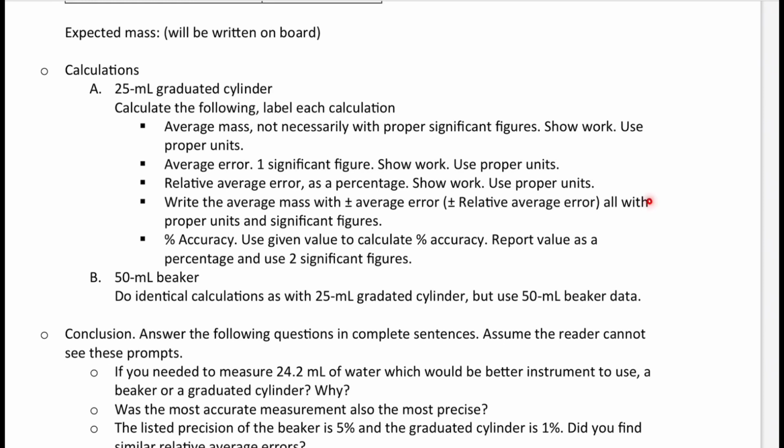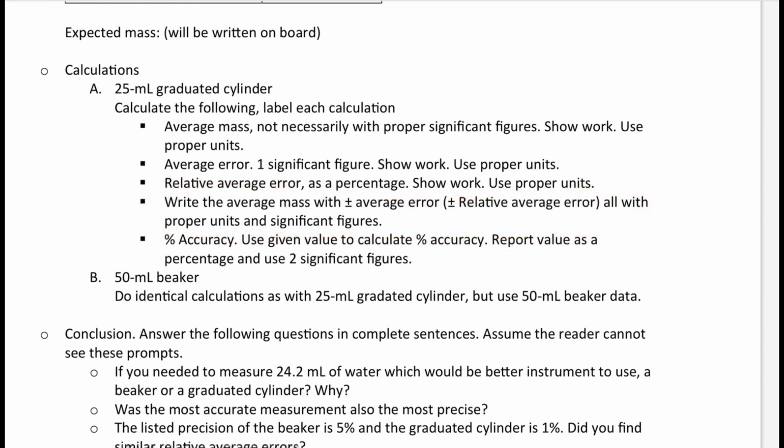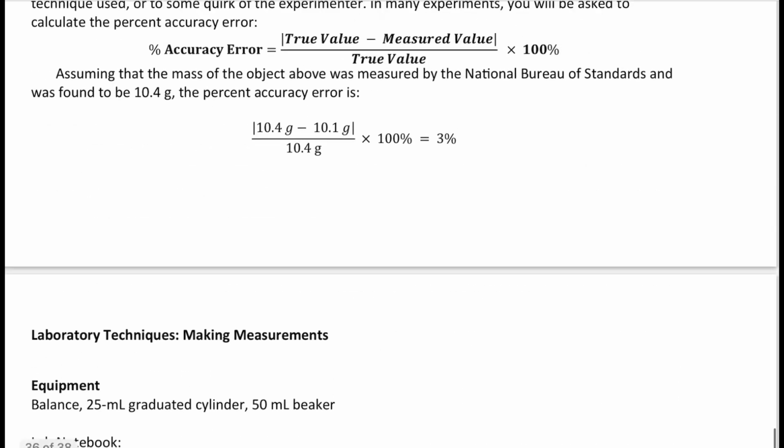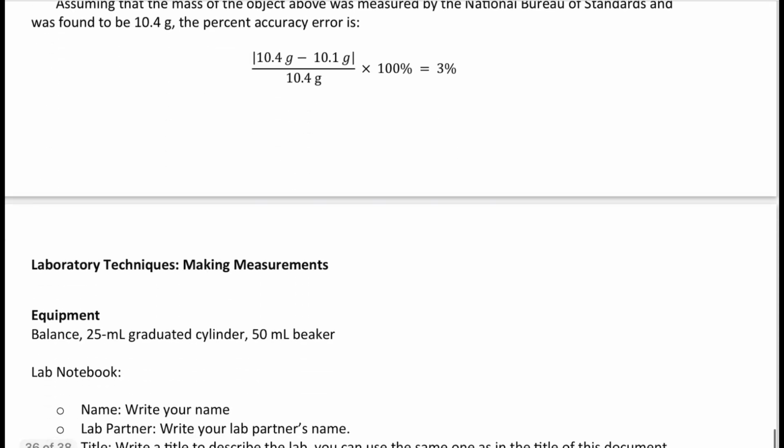And then you are going to write your average mass plus or minus the average error plus or minus the relative average error, just like I did at this point. So make sure that the digit in the average error is in the same place as the last digit of your value. In this example, our digit was in the 10th place, so the last digit we can report would also be the 10th place.